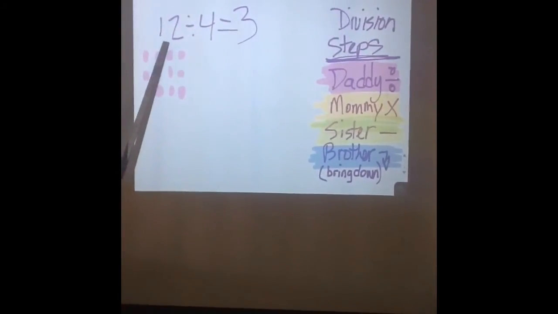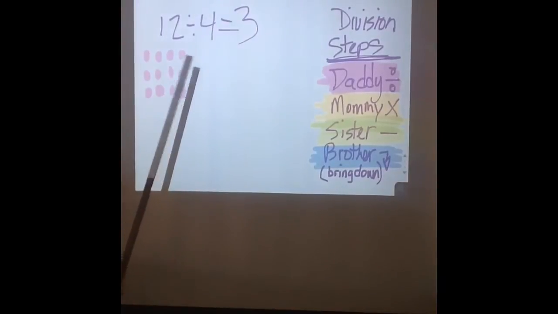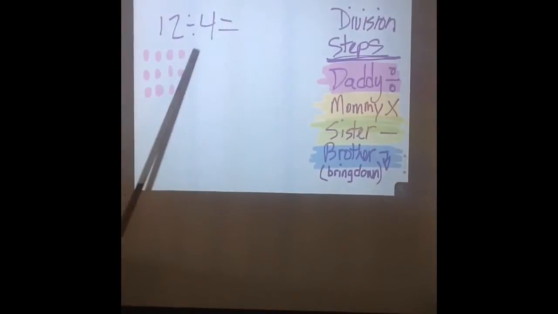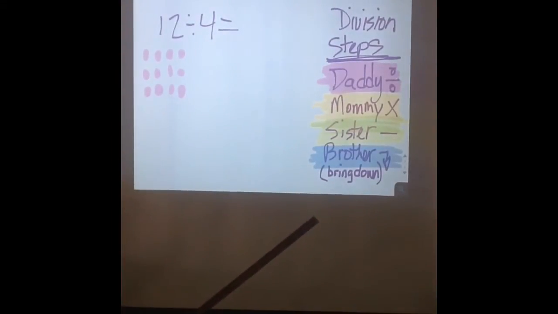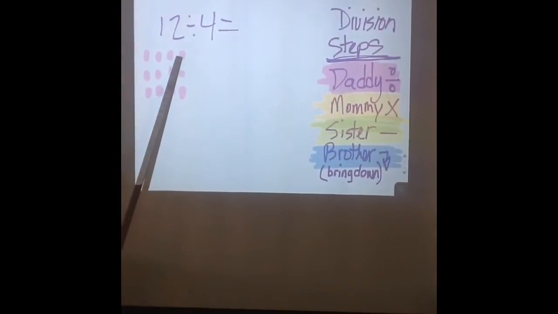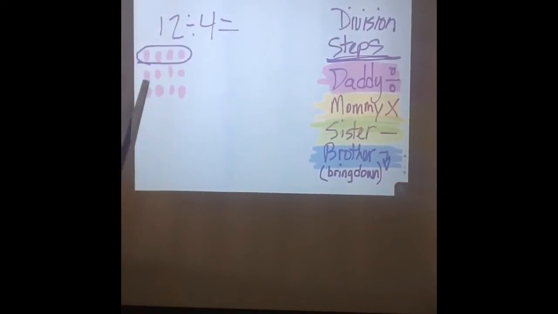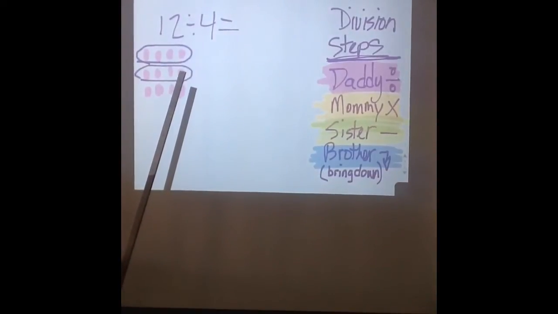Now this means we have 12 things, and we're going to divide it by 4. So we're going to put 4 things in our groups. So here we go. I have 1, 2, 3, 4 things right there, so I'm going to circle that. And I have, oh look, I've got another 4 things, don't I? So I'm circling 4 things.